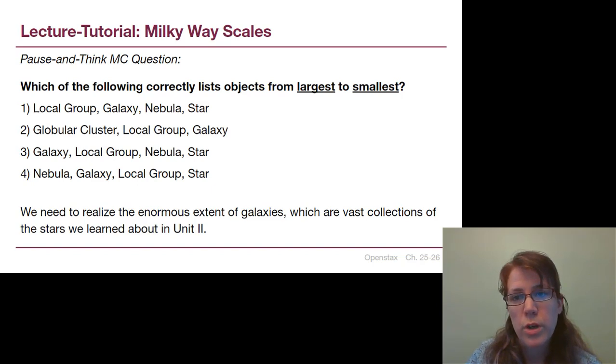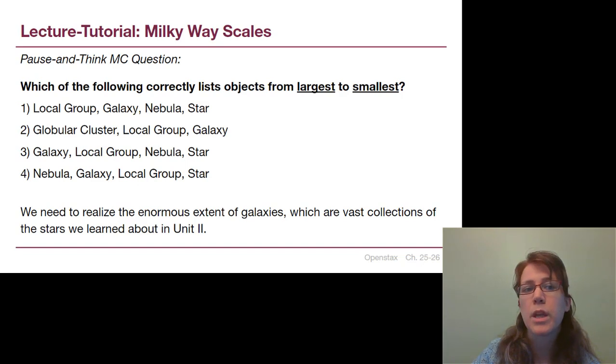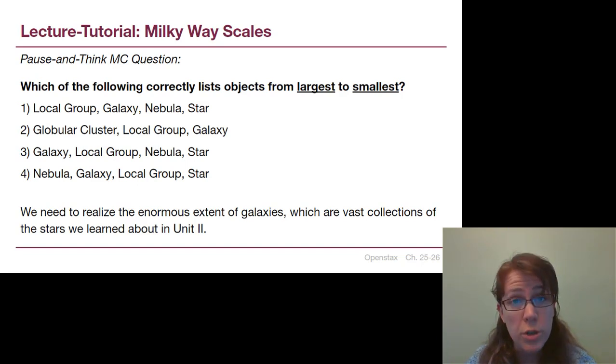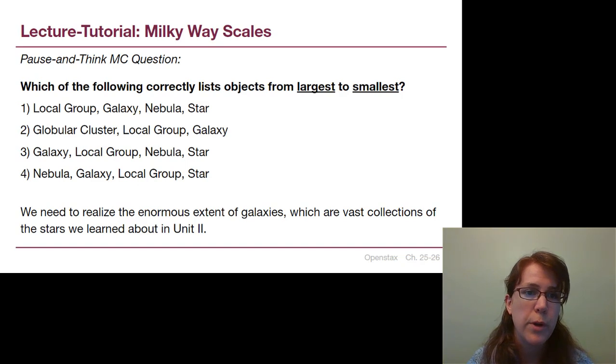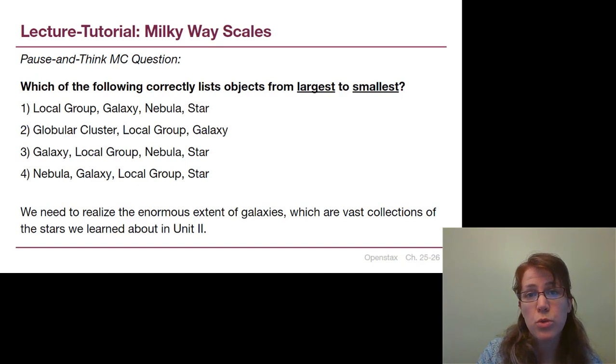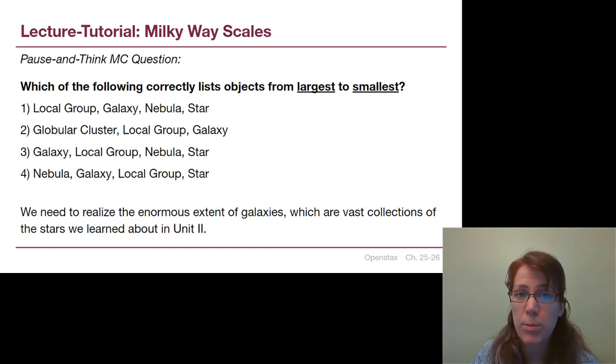After we try that lecture tutorial, this question will possibly be easier to answer, especially because that will remind us again of the local group, but we did define that on the previous slide. But this is a pause and think question that we should be able to answer even now without the lecture tutorial. Which of the following lists objects from largest to smallest? And this is incredibly important to get correct because it helps us connect ideas from different chapters together in our big picture understanding of what we're learning about this semester. So pause the video and think about it.